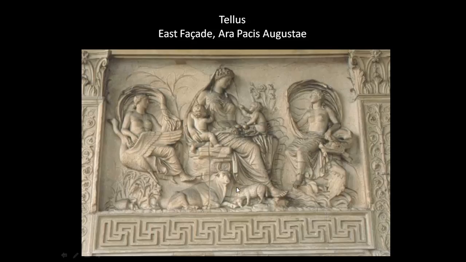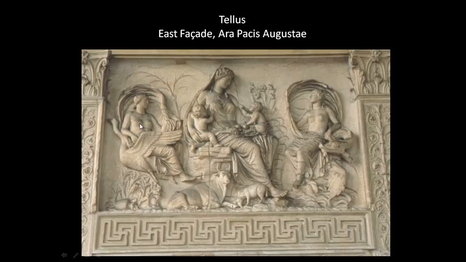We have animals down here peacefully coexisting. Fertility. Abundance of plant forms. Fertility. Exposed breasts over here. Fertility. Right over here, a jug of water. Fertility. All of these things, fertility.